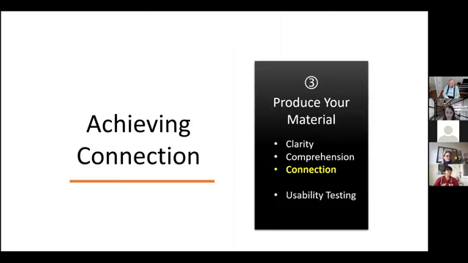Wonderful. Okay. Coming to the last topic that I'm going to cover today, and that is achieving connection. So just to review, let me go back. Remember, we had three steps. The first step was to understand your user. The second step was basically to understand your material. And then the third step is producing the material, and three elements of that, the visual clarity, the cognitive comprehension, and now we're going to get to the emotional connection.